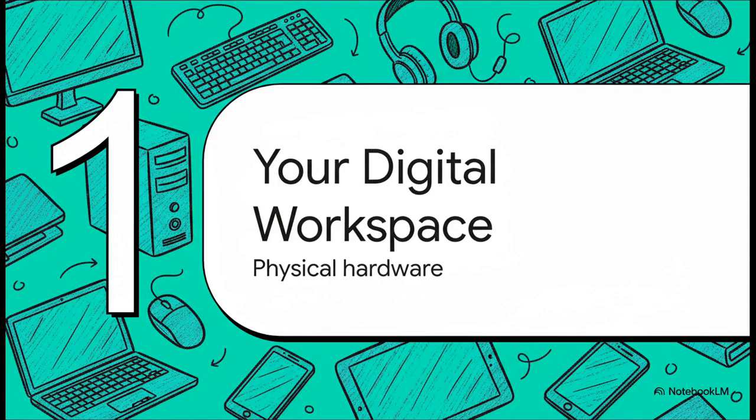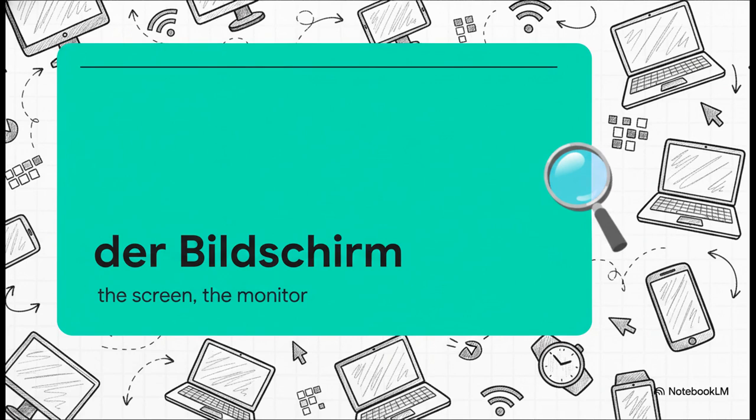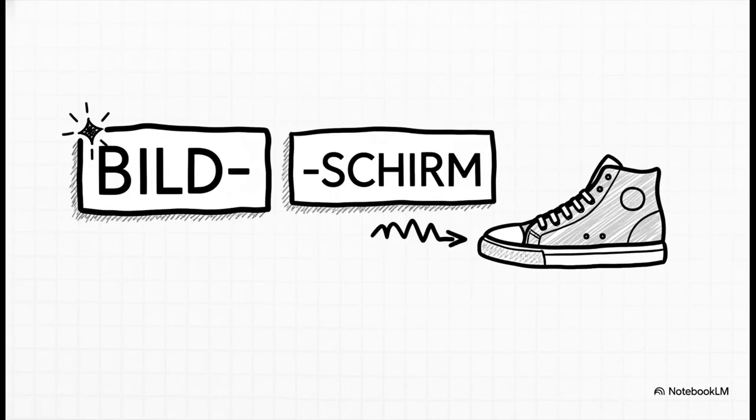Okay, let's talk about your digital workspace. We're going to start with the basics, the actual physical hardware you have sitting on your desk. First up, the thing you're probably looking at this very second. Your screen, or your monitor, is der Bildschirm in German. Let's really listen to that. Bildschirm. The I is short and punchy, and that sh sound, it's just like the S-C-H in a word like shoe.